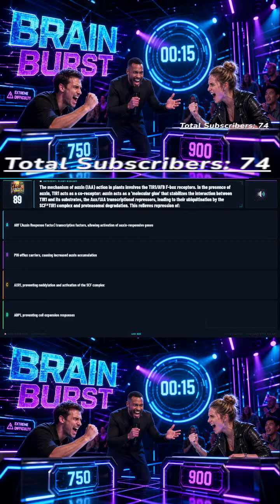Option B, PIN efflux carriers, causing increased auxin accumulation. Option C, AXR1, preventing neddylation and activation of the SCF complex. Option D, ABP1, preventing cell expansion responses.